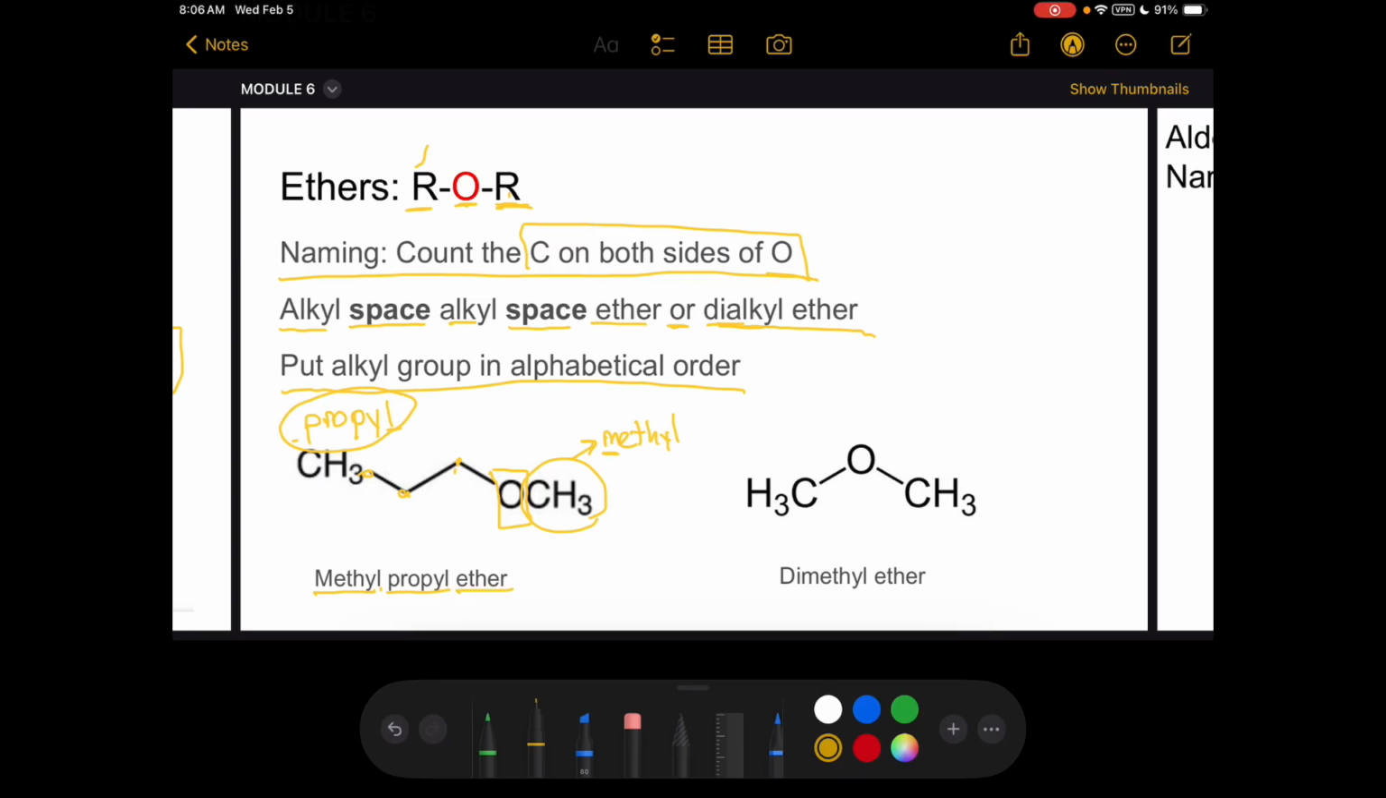On this side, I have my O in the middle, with CH3 attached on one side and CH3 on the other side. So this is methyl, and this is methyl. Both of them are the same, so instead of saying methyl methyl ether, we say dimethyl ether.